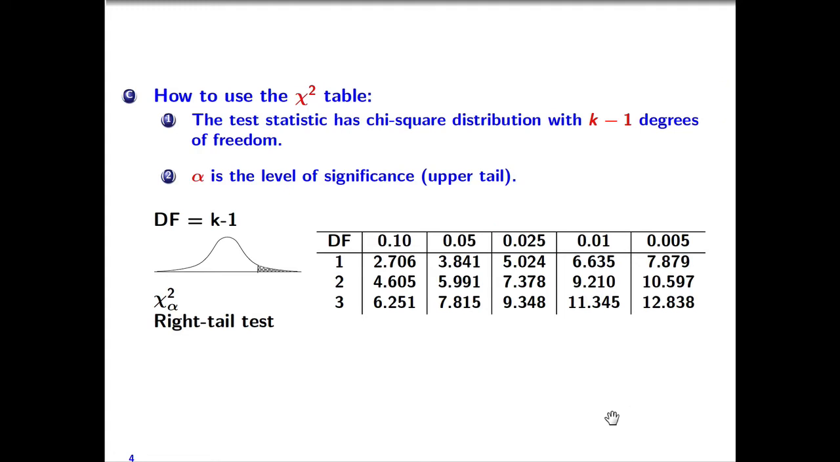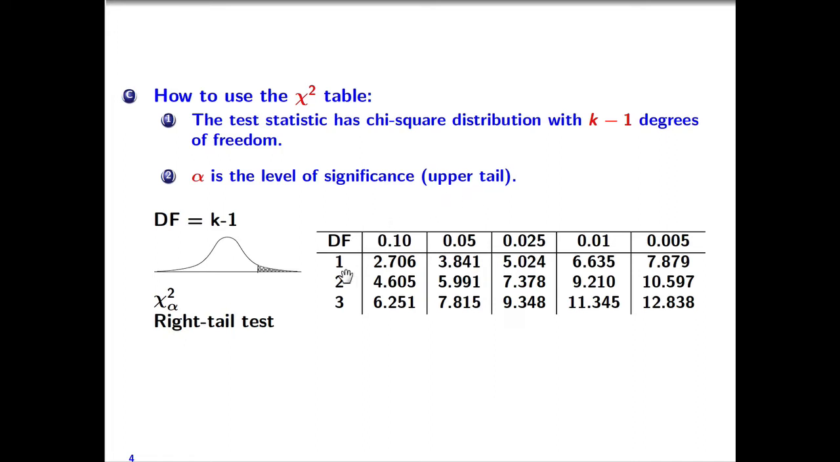Step 3, make a decision. To make a decision, we first introduce the chi-square table. The test statistic has a chi-square distribution with k-1 degrees of freedom, and k is the number of proportions or populations. Alpha is the level of significance. For the chi-square test, we only use the upper tail test or the right tail test.